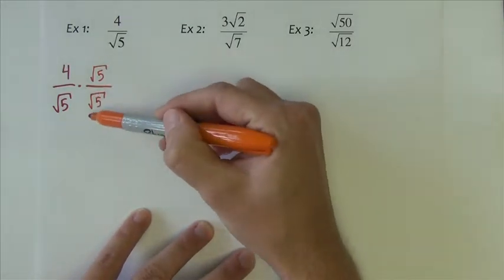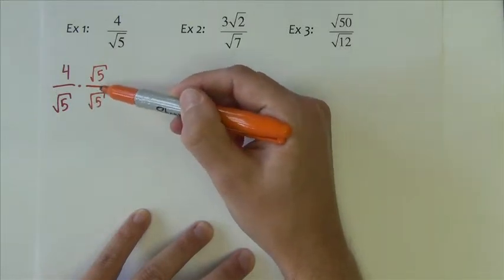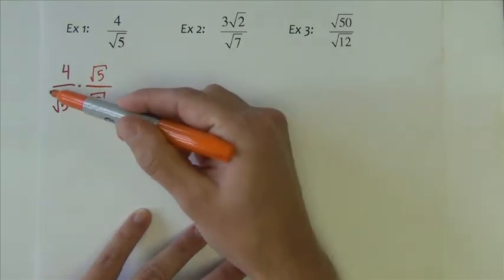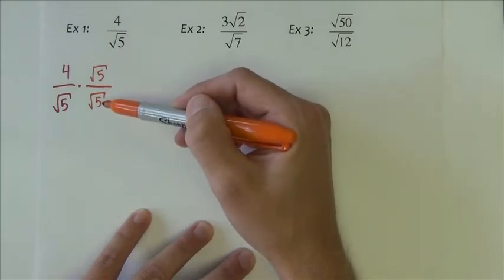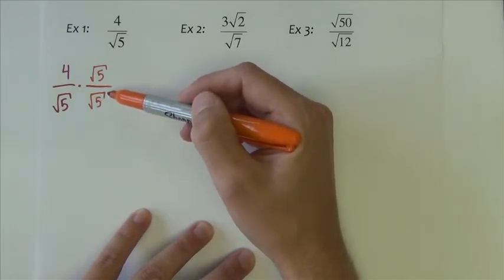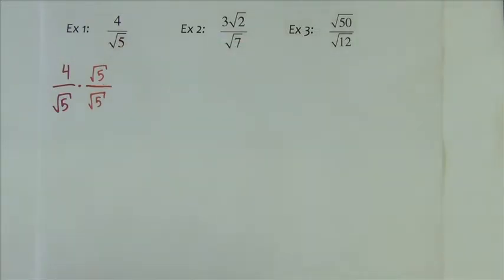Now, this fraction, because it has the same numerator and denominator, reduces down to just 1. So basically, I've multiplied my original problem by 1. And when I multiply anything by 1, it doesn't change its numerical value. So this is okay to do. Now, watch what happens as a result of multiplying by this fraction.